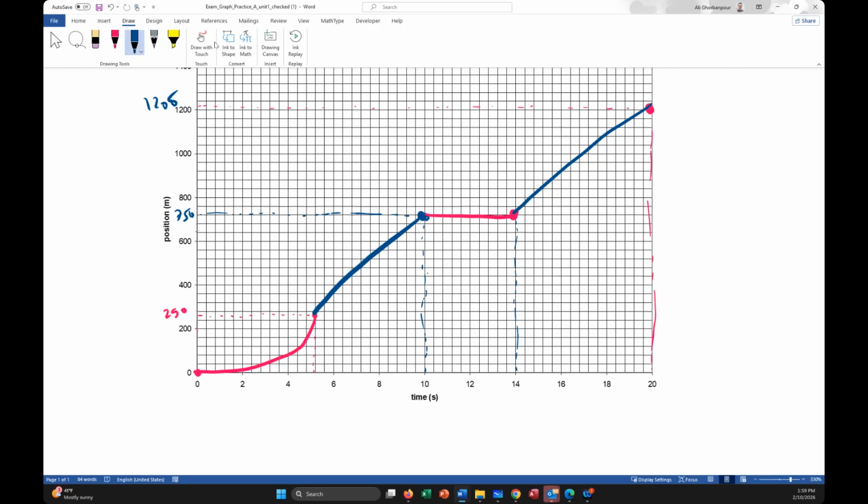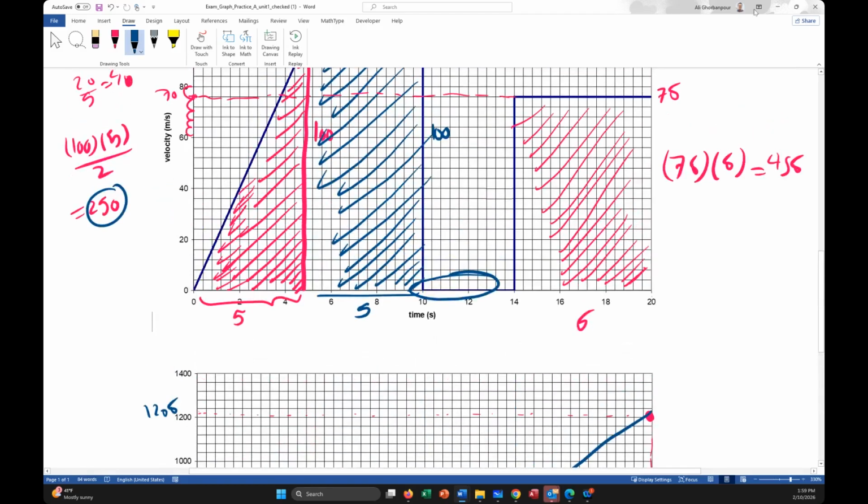Okay, so the big thing is just remembering that for a triangle, it's half base times height. Just, yes, base times height. Okay, so ready for the second one?